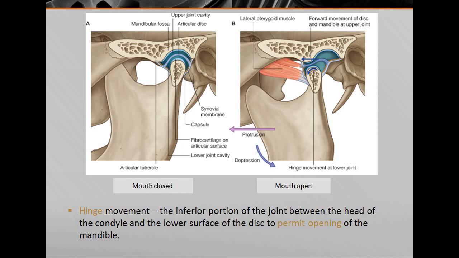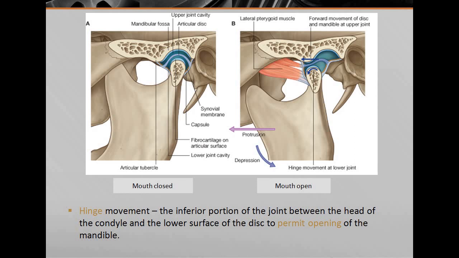Next, the other movement is the hinge movement. In the inferior portion of the joint, between the head of the condyle and the lower surface of the disc, it permits opening of the mandible. So this movement is called the hinge movement, that is opening the mouth and closing the mouth.